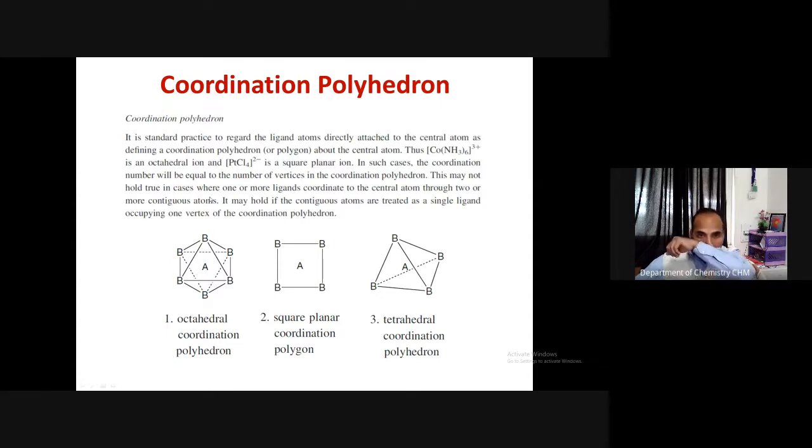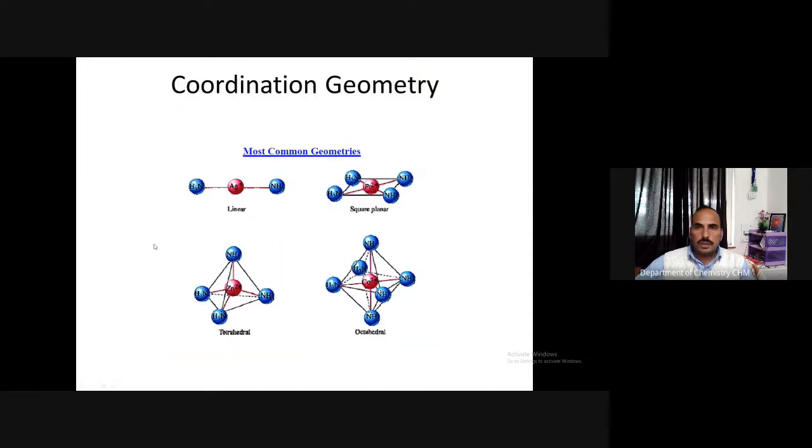Okay, so this vertices rule sometimes may not be true if you have organometallic complexes like ferrocene or so, in which the contiguous atoms are coordinating. Okay, but I am sure that you can understand that square planar coordination polygons or tetrahedra are very common ones that we will be using a lot in this course.